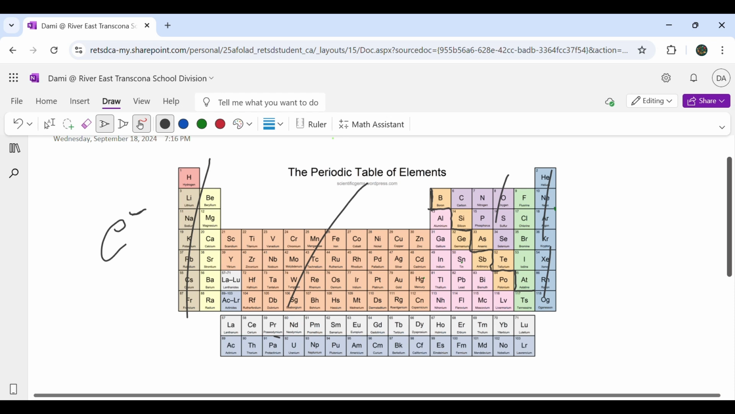Now you can look at any element and figure out how it reacts. Is it shiny or brittle? Does it conduct electricity? You can know that just by looking at where it sits. Okay, you just unlocked the map to the whole periodic table.